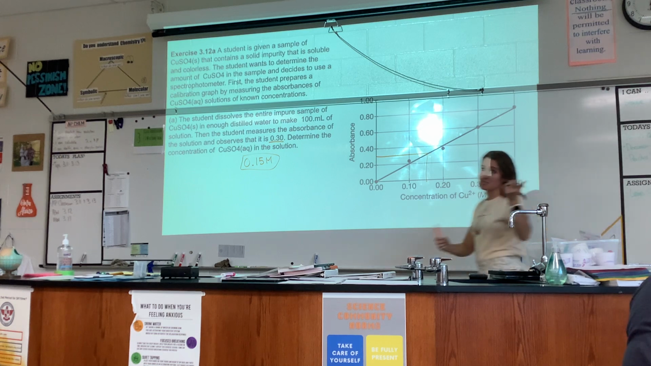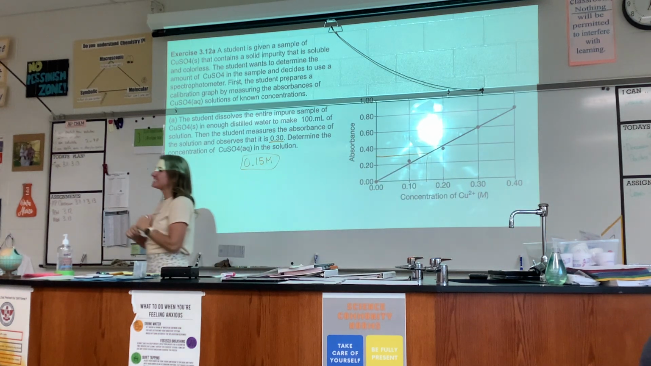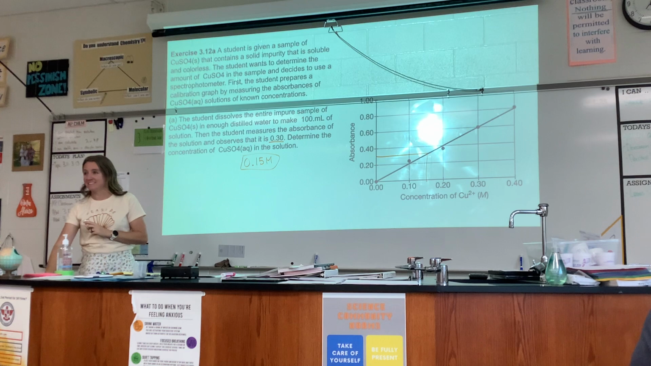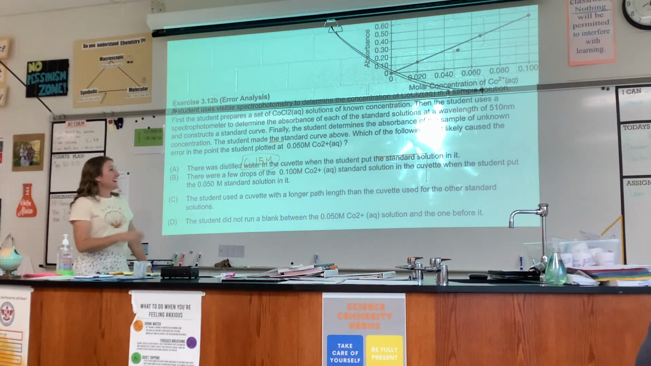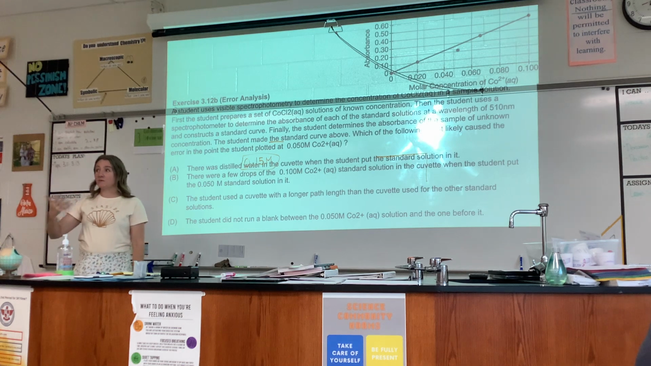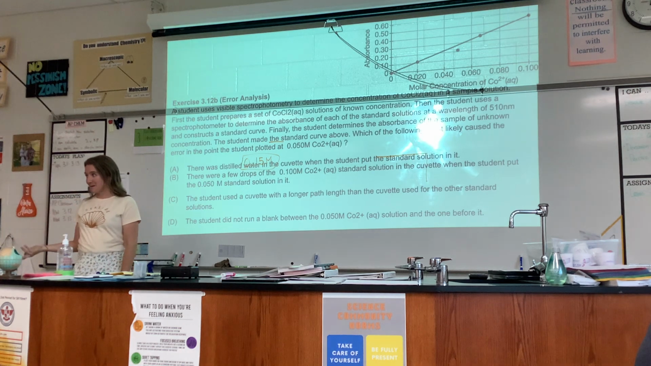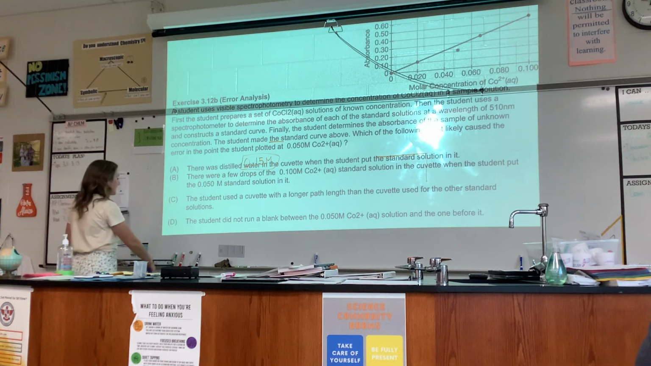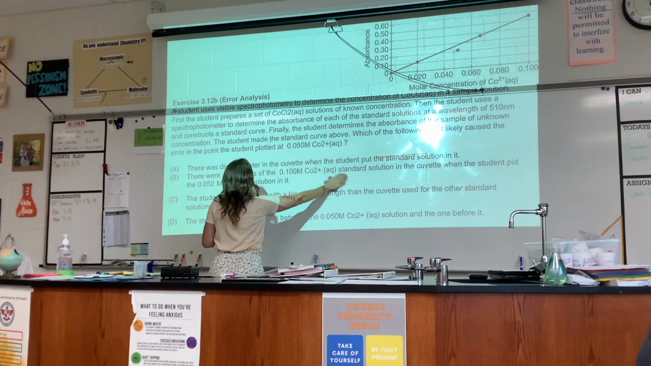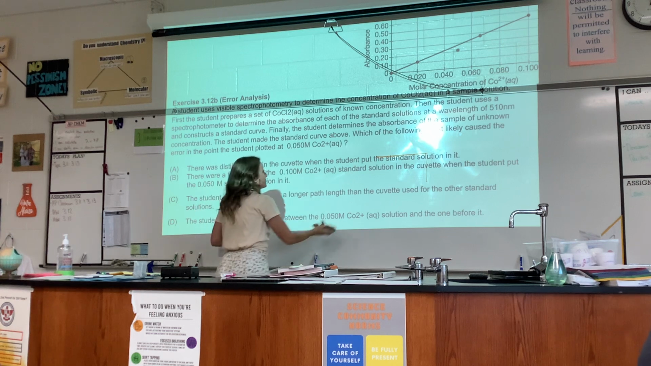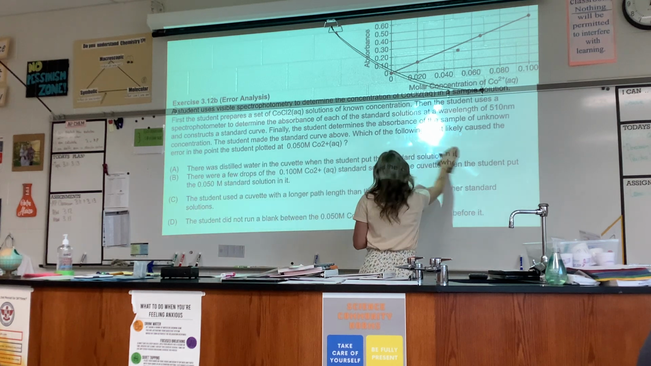So the other type of question they love to ask with these is error analysis questions. So let's go to this example one. The other type of question is having to predict what went wrong when you didn't do the experiment yourself. Okay? So they tell us a student uses, once again, spectrophotometry to determine the concentration of a cobalt chloride in a sample solution.